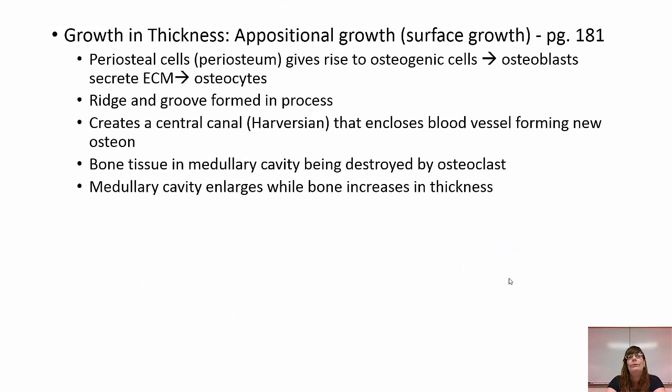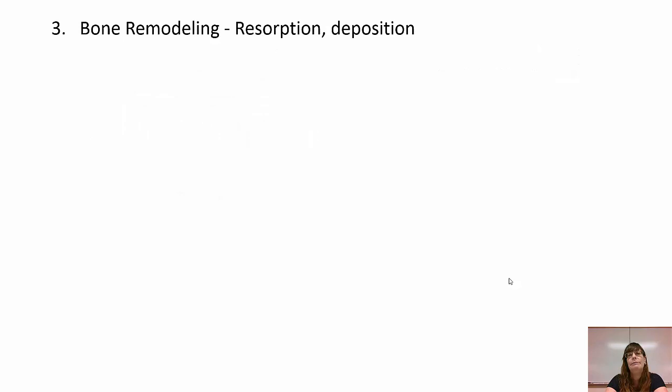Appositional growth, so width basically: the periosteal cells give rise to the osteogenic cells. Osteoblasts secrete the extracellular matrix. They mature and are walled off into the lacuna. Ridges and grooves actually form in this process, and the Haversian canal is created that encloses the blood vessel, forming new osteons. Bone tissue in the medullary cavity is being destroyed by osteoclasts, so the medullary cavity actually enlarges while the bone is increasing in thickness.